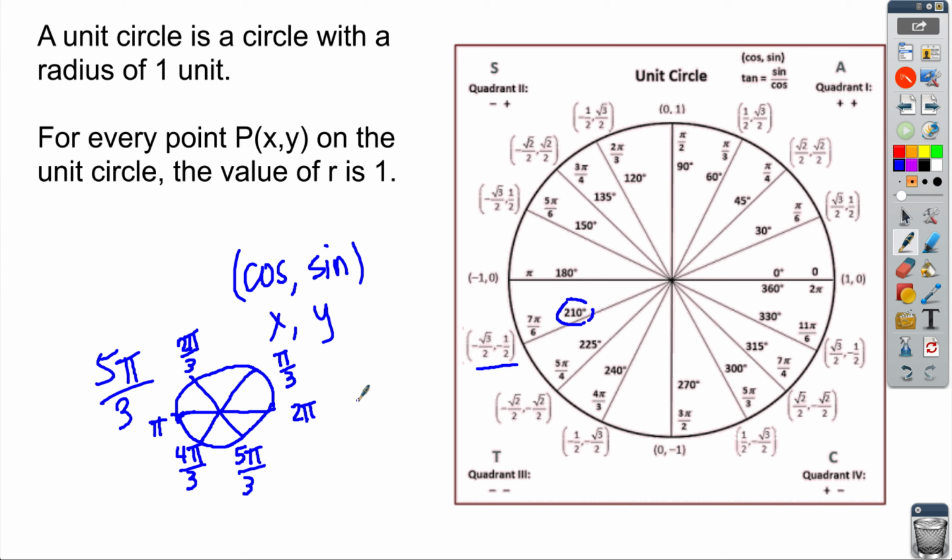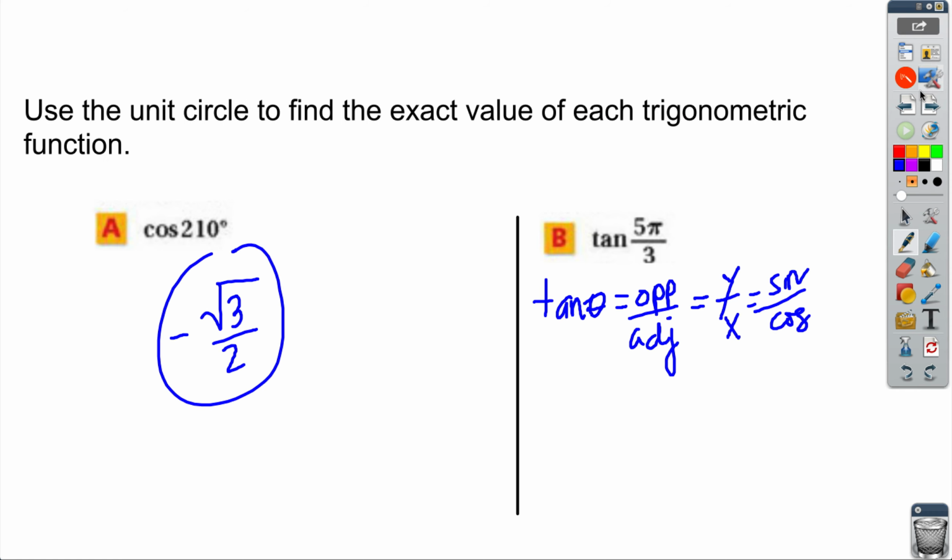Super cool. All right, so let's go back. We're finding 5 pi over 3. 5 pi over 3 is right here at the bottom, equivalent to 300 degrees. So we're looking for tangent. We need the x and the y value. Okay, take note. Let's bring you back to the other page.